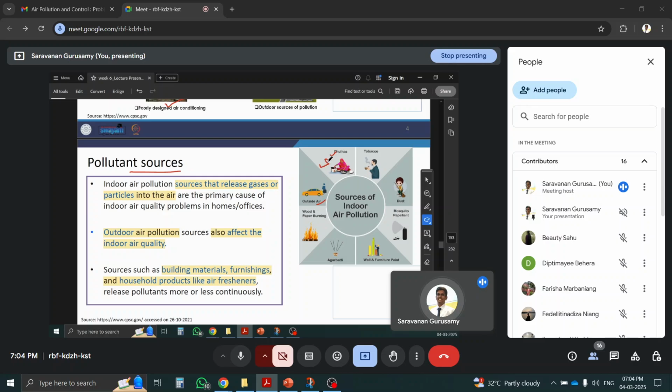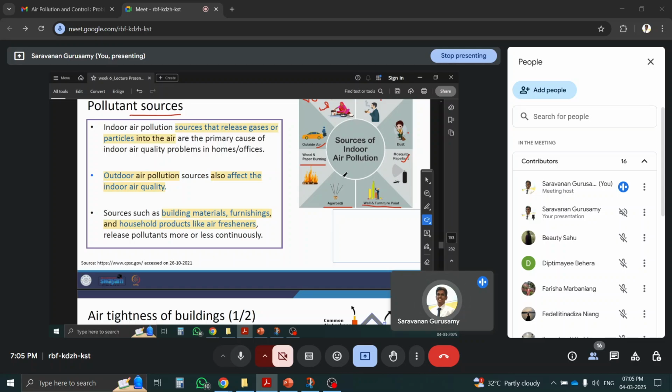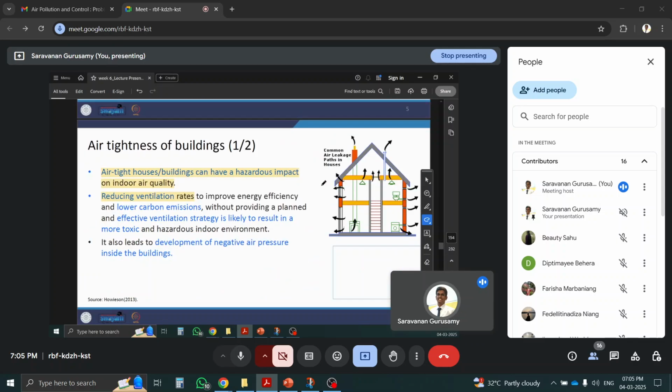Even LPG will give you volatile carbon emission, and tobacco and dust whenever you're sweeping. Mosquito repellent or any perfumes, if you are using them, are micro-level liquid particles that will also give you irritation in your nose. This is also considered a pollutant. Wall and furniture paintings, agarbattis, and wood and paper burning inside the home will also contribute to the indoor air pollutant.